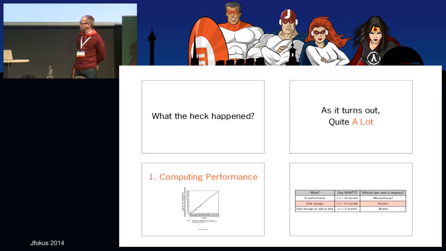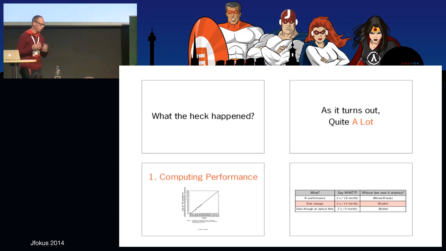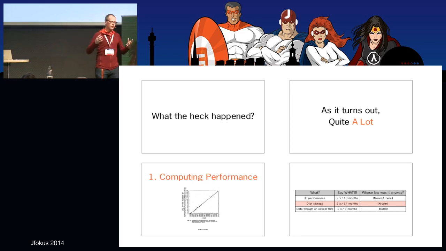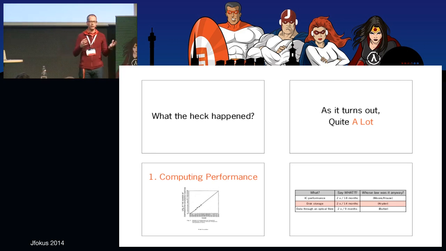So here are some of the consequences of that. We can see that integrated circuit performance doubles approximately every 18 months. You can see that disk storage capacity doubles every 14 months, and the amount of data you can push through an optical fiber doubles every 9 months, where consumer price stays about the same. So that means that the cost for pushing data from this place to over here, over an optical fiber, halves every 9 months. And that's nothing short of spectacular.